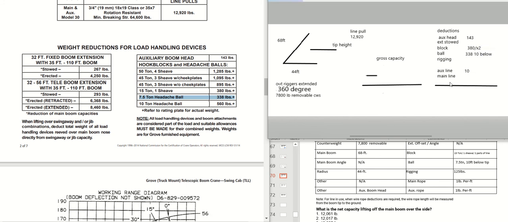There's your line deduction for your auxiliary line. Now our rigging, we have our rigging. Rigging is 125 pounds of rigging. And now we're done. We have all our deductions, so we can move on to the next one.